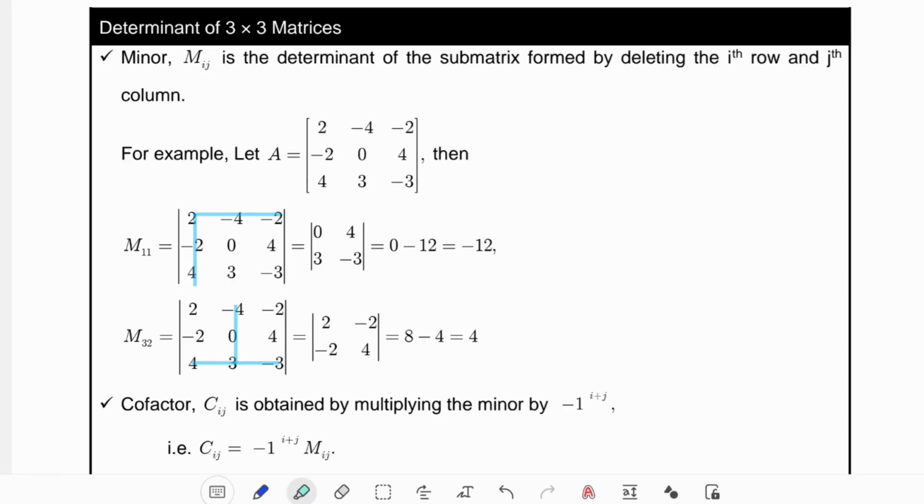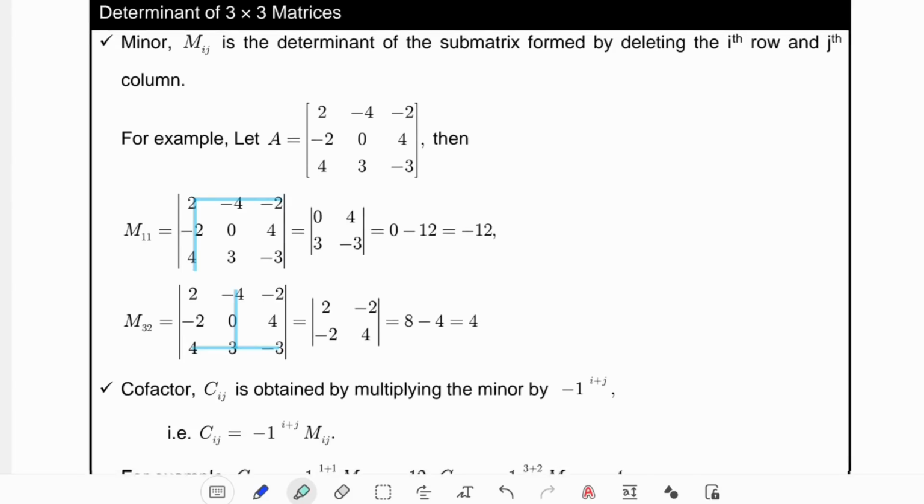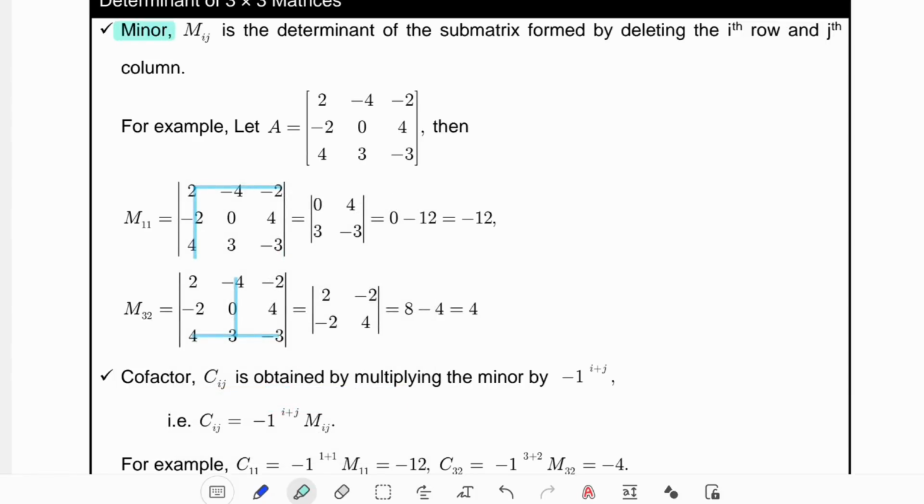Next, we are going to continue with finding the determinant of 3 by 3 matrices. Before we find the determinant of 3 by 3 matrices, there are a few things that we need to discuss, which is about minor. You need to know how to find the minor and cofactor first before we continue with finding the determinants. So what is minor?